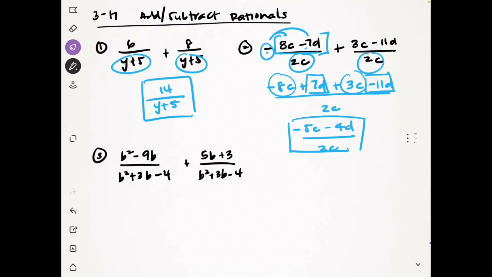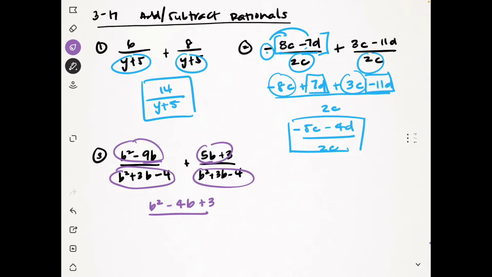Okay, 3, also common denominators. So we're just going to add our tops. So we have b squared. Well, it doesn't have another b squared in there, so we're going to say b squared. And then we have negative 9b plus 5b is negative 4b. And then we have plus 3, over b squared plus 3b minus 4.